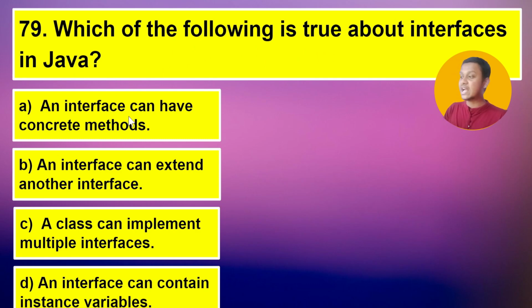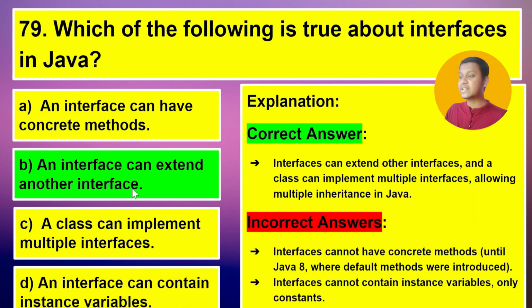Our next question is, which of the following is true about interface in Java? An interface can have concrete methods. An interface can extend another interface. A class can implement multiple interfaces. An interface can contain instance variables. So here the correct answer is an interface can extend another interface.